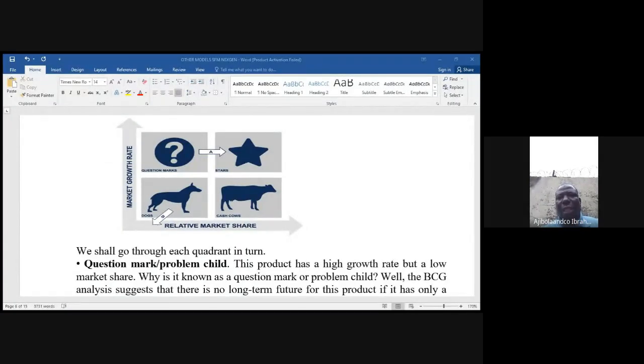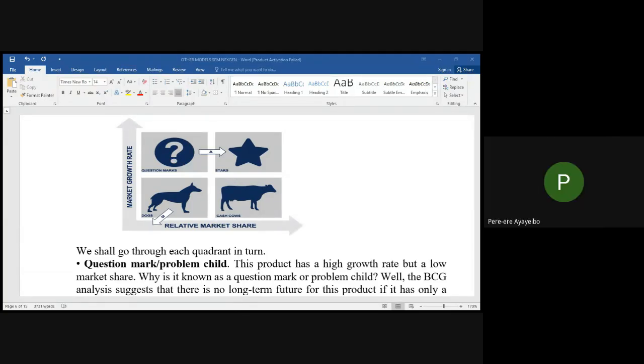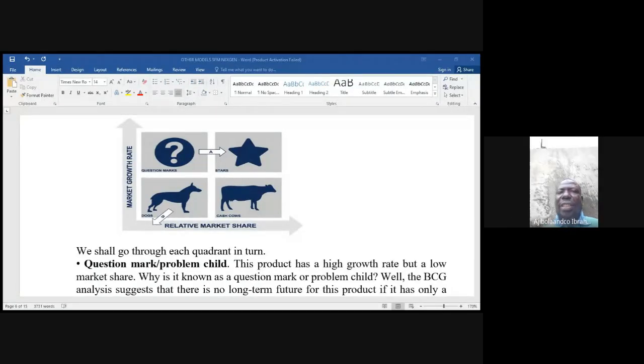Like I mentioned the other time, the question mark is when there is high growth rate but low market share. They call it question mark or problem child. In some literature, they call it problem children. So you can use any of those: when you have high growth rate but low market share, it's referred to as question mark or problem child.